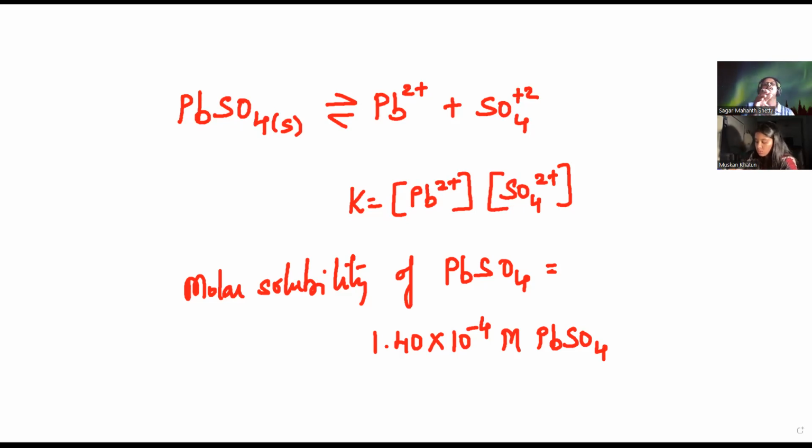So how exactly does this happen? Now, coming to the concentration part, in lead sulfate itself there is only lead and only sulfate. Because what happens here is 1 mole of lead and 1 mole of sulfate combine, and what we get back is lead sulfate. So both lead and sulfate, the value will be equal to 1.40 into 10 to the power of minus 4.